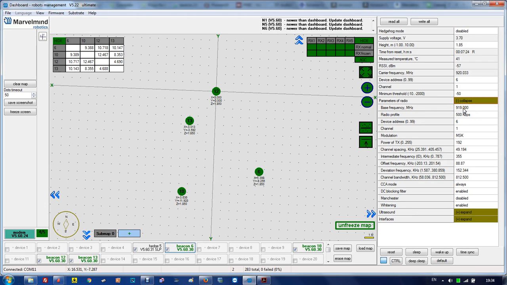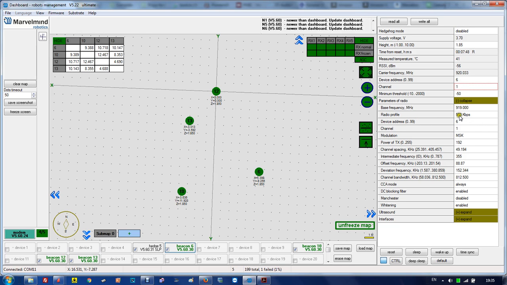If I press this plus, it expands. What do I have? Base frequency is the frequency against which channels are jumping. So as I switch channels, you see, the base frequency doesn't change, but the carrier, the resulting frequency, will be different.